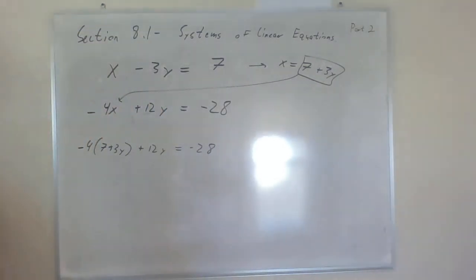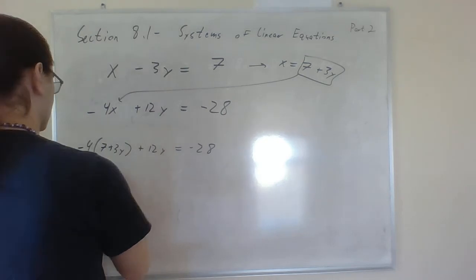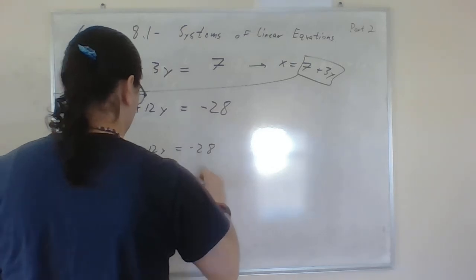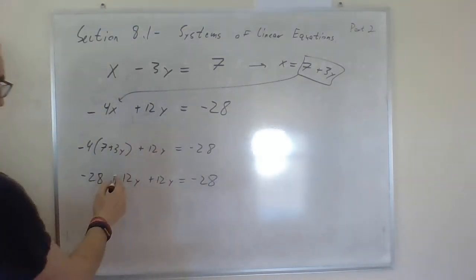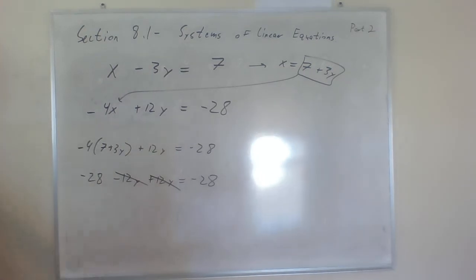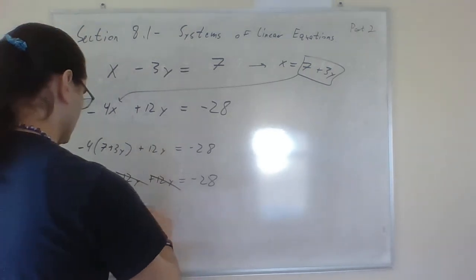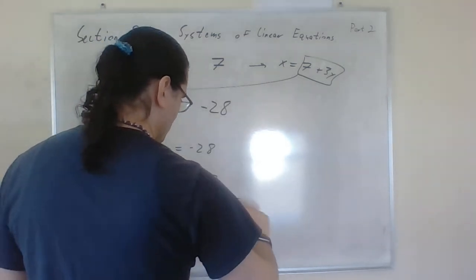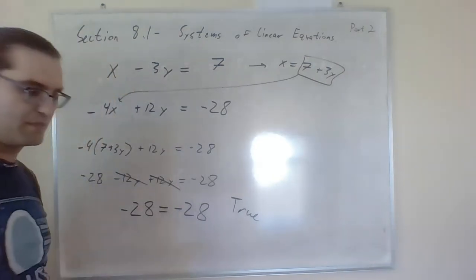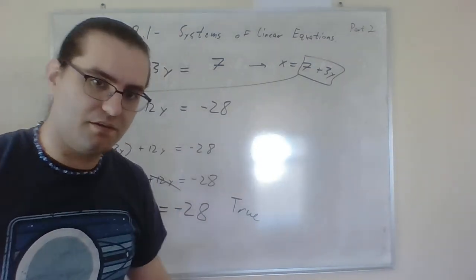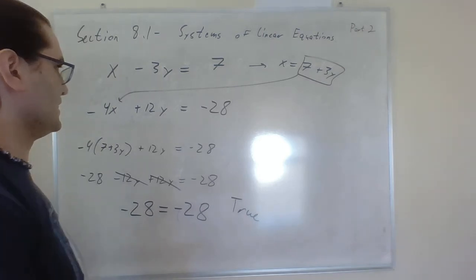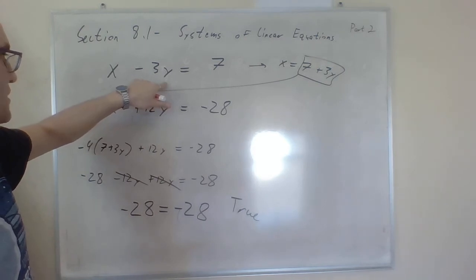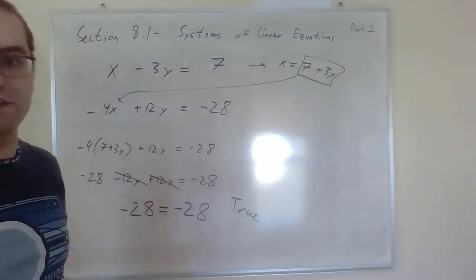This is my linear equation in just y that I can solve. So this will be negative 28 minus 12y plus 12y equals negative 28. Combining like terms cancels the y's, and we have negative 28 equals negative 28, which is always true. It doesn't matter what x is. There's always a y value that solves both of these equations for any given x value.